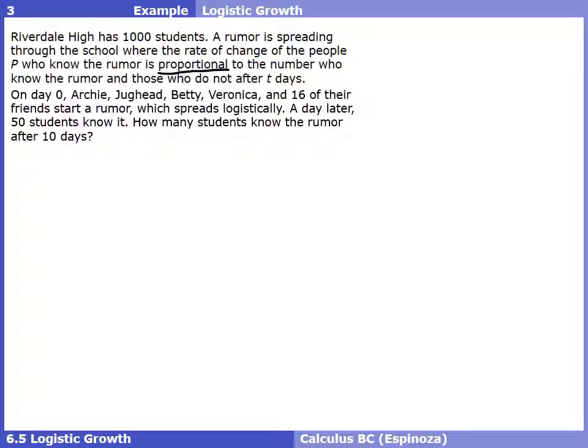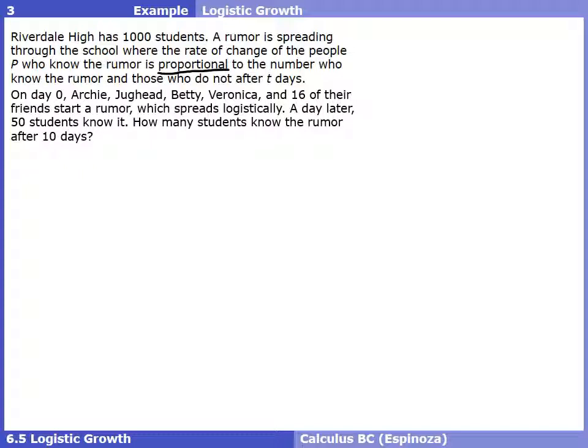On the first day, or actually on day 0, 4 people and 16 of their friends start a rumor, which is spreading logistically. And technically we don't even need that word. We know it's logistic because the maximum amount of people that can even know the rumor is 1,000. A day later, 50 students know the rumor. How many students know the rumor after 10 days?